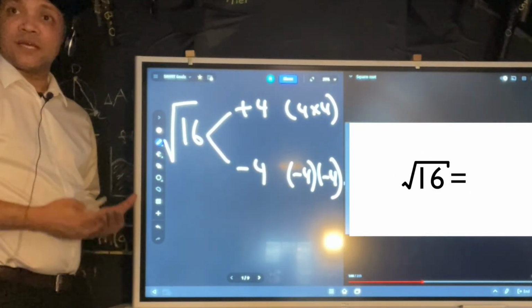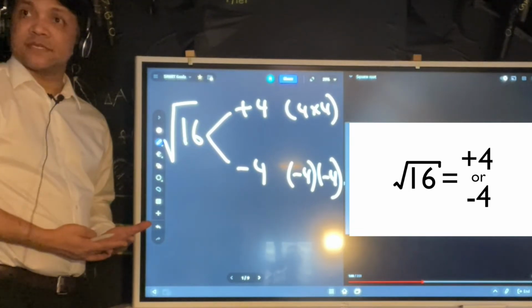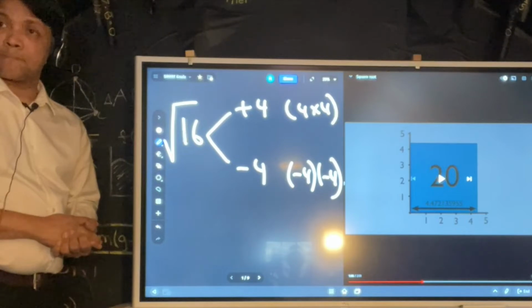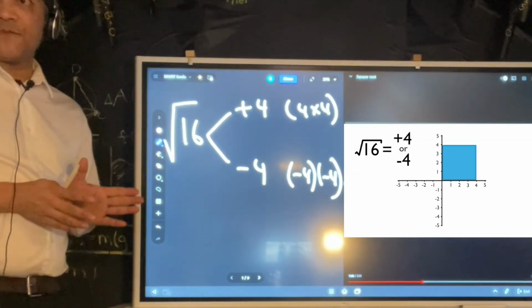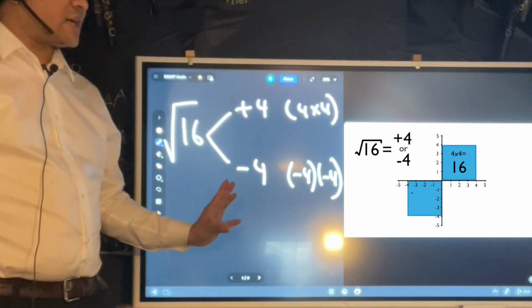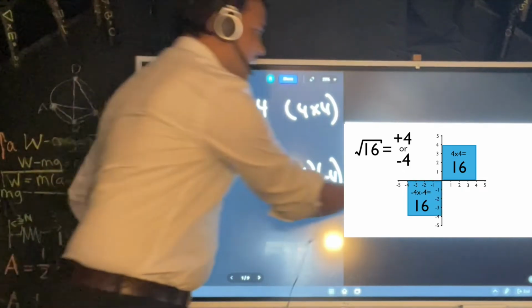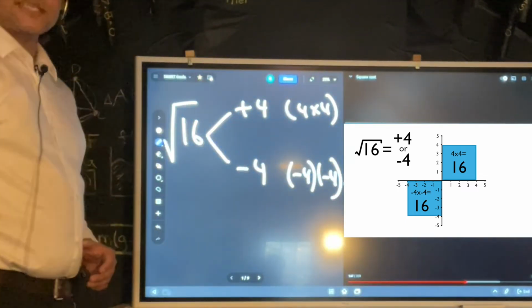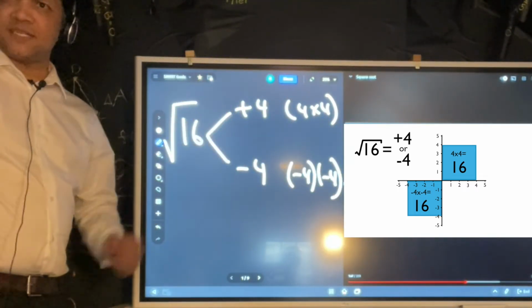So both are correct. So the positive 4 would be in the first quadrant, negative 4 would be in the second quadrant. No, the positive 4 would be in the first quadrant and the third quadrant, and both times you get 16, and both of them positive.